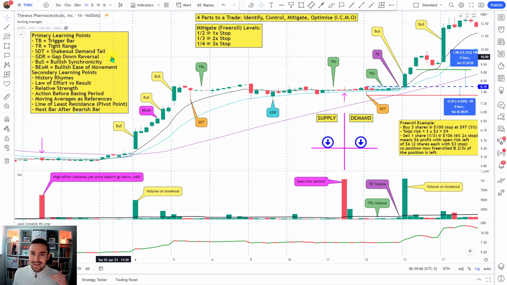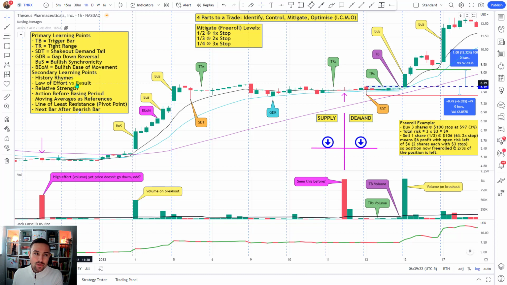So we're going to be looking at trigger bars. We're going to be looking at tight range bars. We're going to be looking at shakeout demand tails, gap down reversal bars, bullish synchronicity candlesticks, bullish ease of movement. Then in the secondary learning points, this is where it's going to go more in depth, I think.